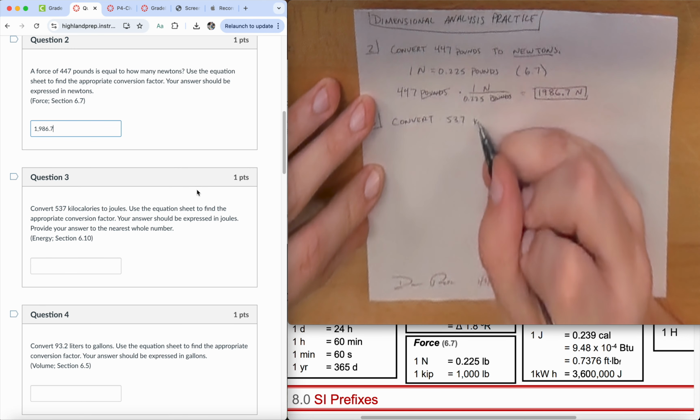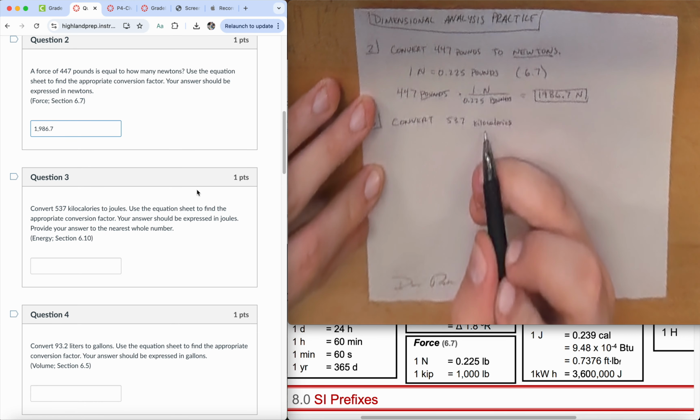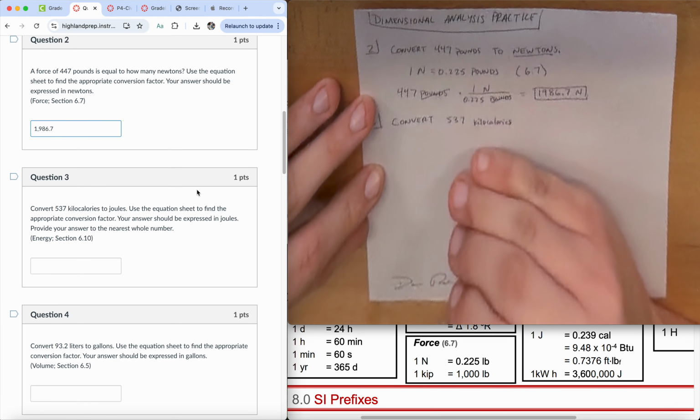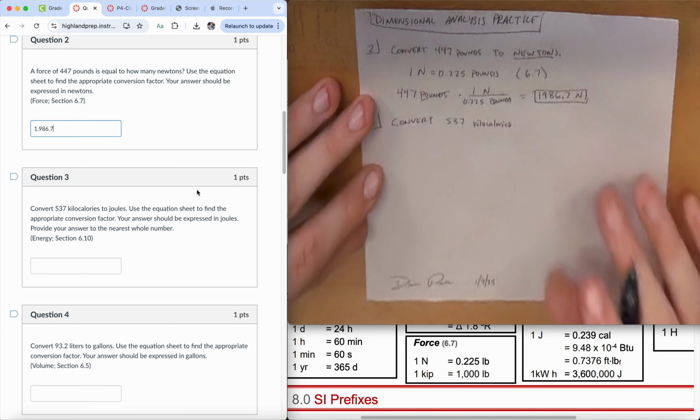537 kilocalories. Now what this means, anytime that we have kilo in front of a unit, that basically means it is 1,000 of the regular unit. So this is basically saying 537,000 calories is what we're dealing with here.